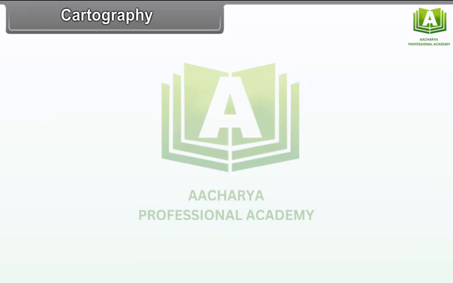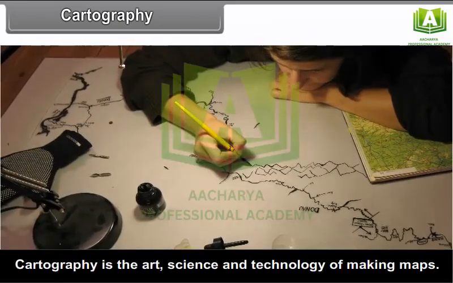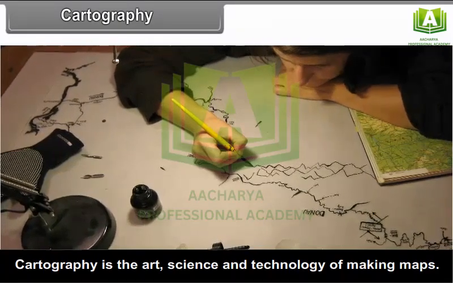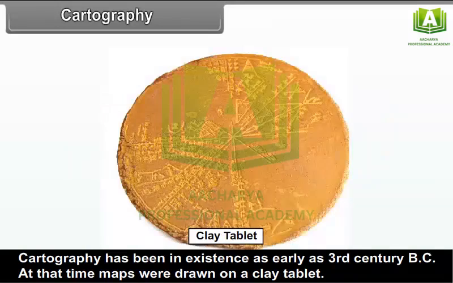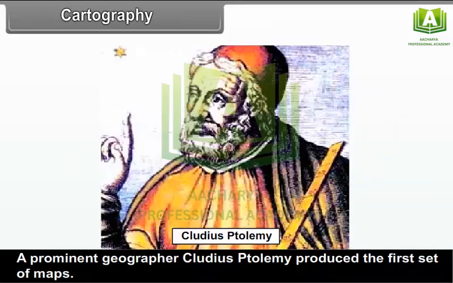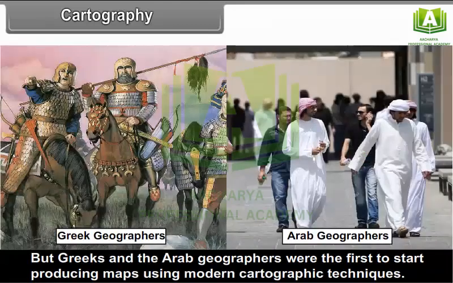9.1 Cartography. Cartography is the art, science and technology of making maps. Cartography has been in existence as early as the 3rd century BC. At that time, maps were drawn on clay tablets. A prominent geographer, Claudius Ptolemy, produced the first set of maps. But Greeks and Arab geographers were the first to start producing maps using modern cartographic techniques.